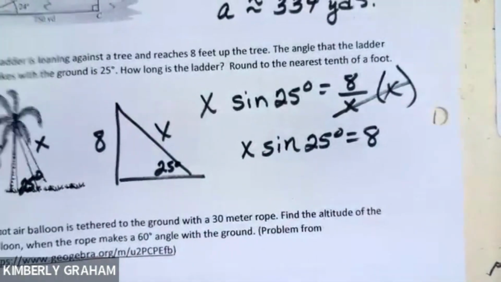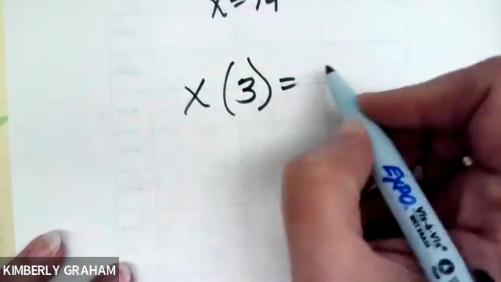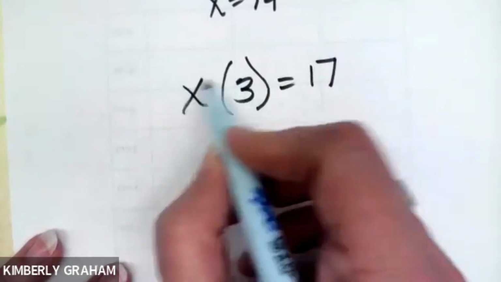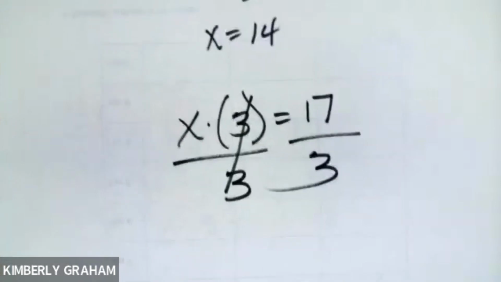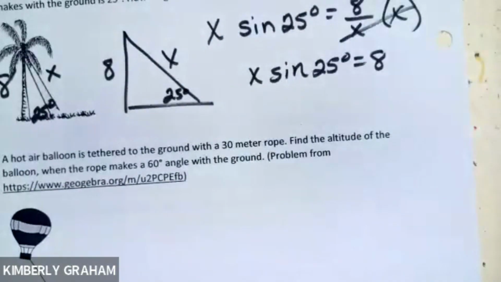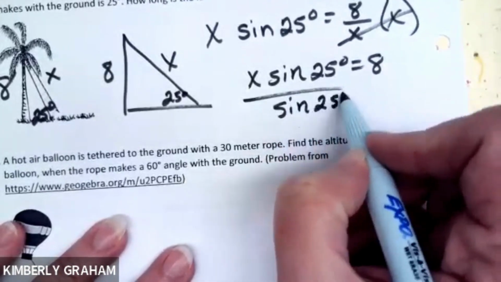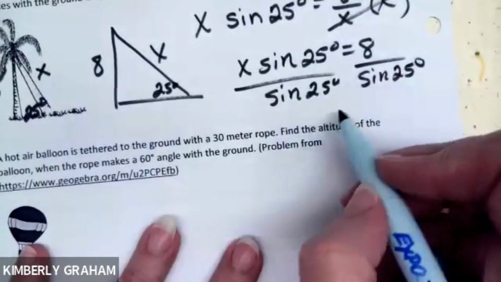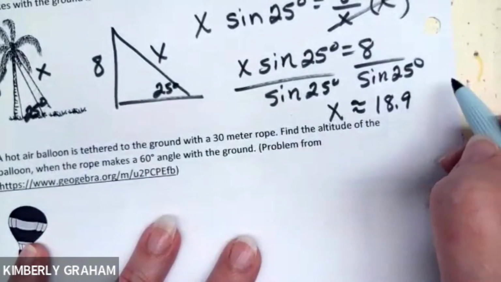This is just like having, say, X times 3 equals 17. The way that I would solve this is to do the inverse of multiplying by 3, which is dividing by 3, and they cancel. So sine of 25 degrees is not a nice, cute little number like 3, but it's still just a number. So we're going to divide both sides of my equation by sine of 25 degrees. So I have 8 divided by sine of 25, and that's going to give me approximately 18.9 feet.